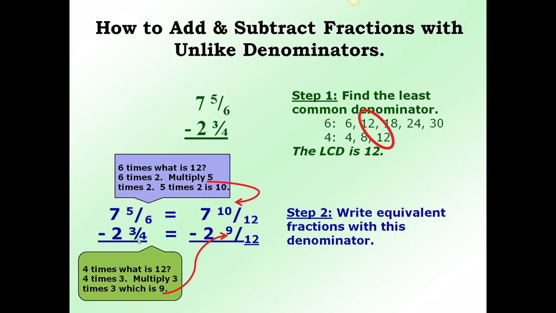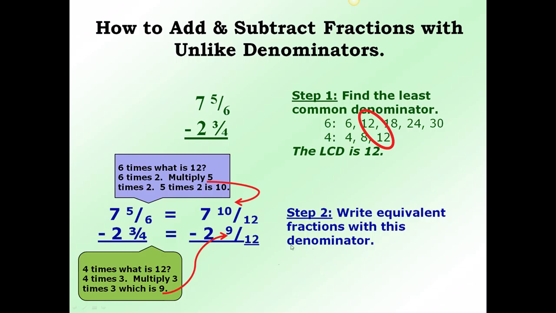So same thing with the mixed number 2 and 3/4. I need the denominator to be 12. So I ask myself, 4 times what is 12? So 4 times what gave me 12? Well, it was 3. So I have to do the same thing to this numerator, whatever this numerator is, and it happens to be 3. So I do 3 times 3 is 9, and write my answer above that 12, 9 twelfths.